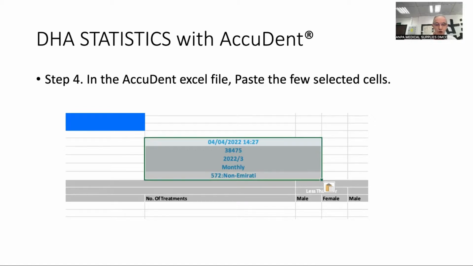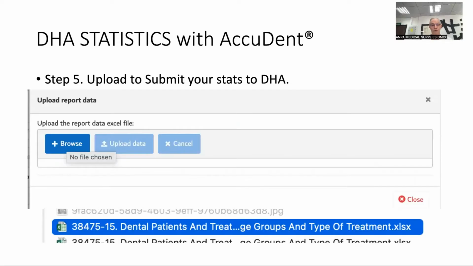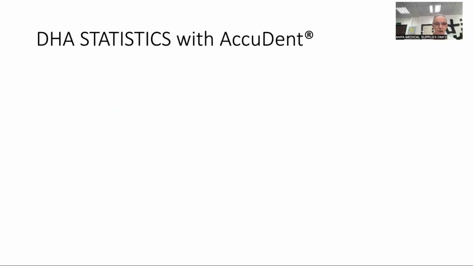Here we select all the cells together and paste the few cells that we selected. When we have this, we can save and upload the data to the report using the Excel template. We have nothing to change, it's all done automatically. So we browse, we select the file, and we send it to DHA, and then we wait. 2-3 days after, we will receive the approval of what we sent. So you see how simple and how fast it is to do it like this.